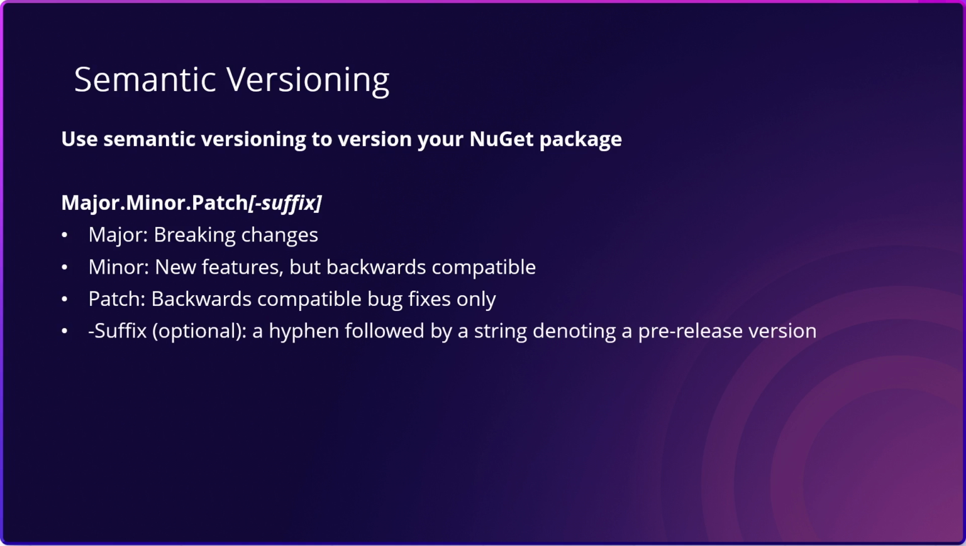In addition, pre-release versions, or any updates to your package that aren't yet stable, can be appended for even finer grained control using the suffix option. Now, why is this convention important for NuGet package authors? First, it provides clarity. Semantic versioning is a common language for you and your users. It tells them exactly what they can expect when they update your package.